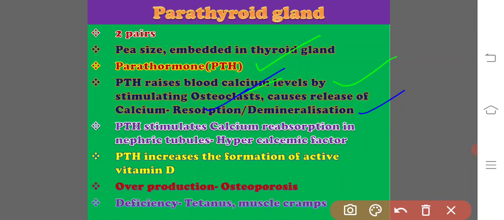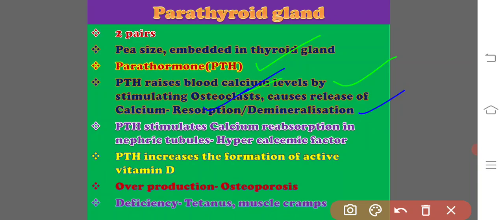In contrast, calcitonin stimulates the activity in bone forming cells, which are known as osteoblasts, thereby causing calcium withdrawal from the blood and its deposition in bone. So here we are comparing the parathormone and the calcitonin. PTH secretion is directly regulated by the blood calcium levels.